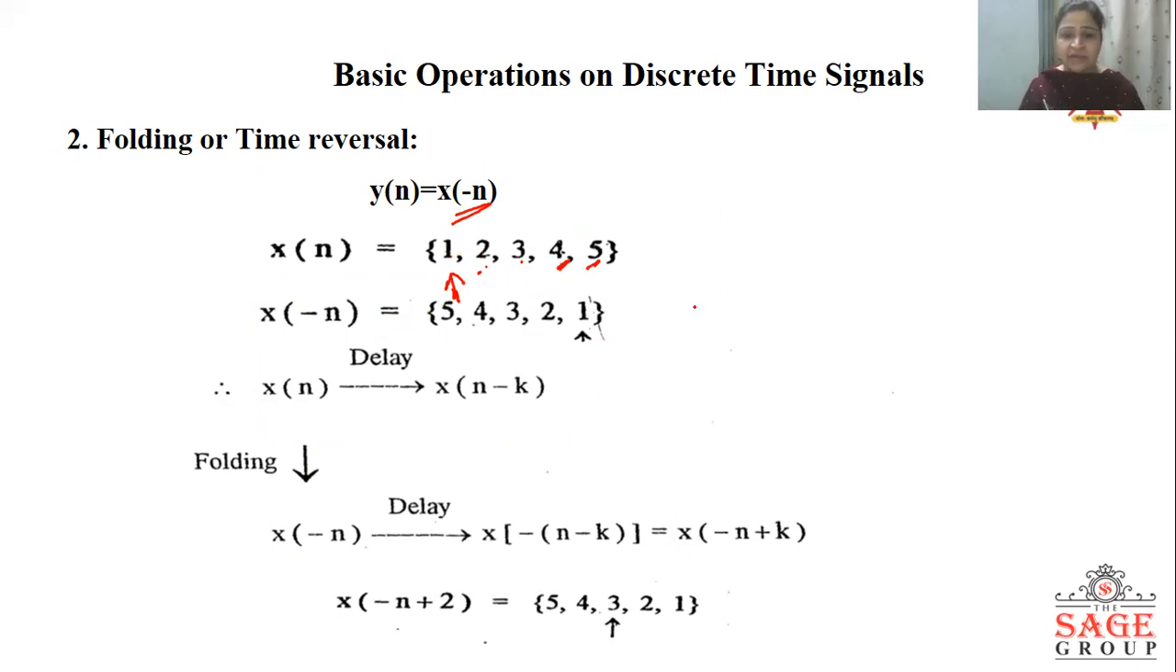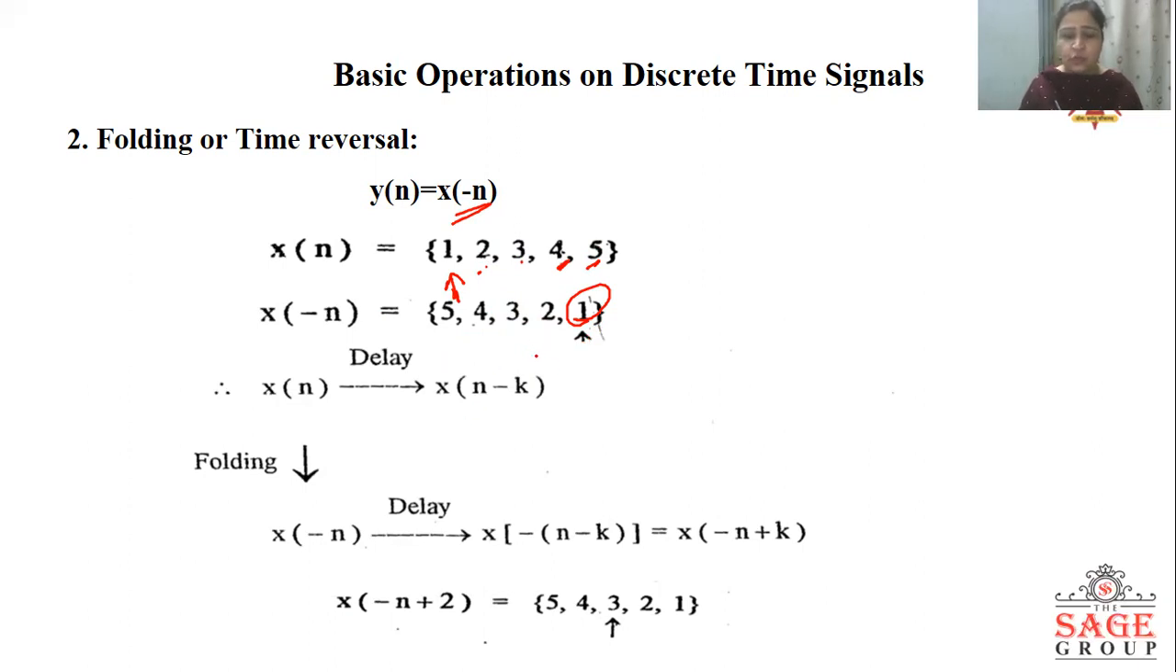Now, the folded version means that I'll get a mirror image of the signal. That means whatever samples are located on the right-hand side of the y-axis will now be shown on the left-hand side, and whatever samples are on the left-hand side of the y-axis will be shown on the right-hand side. That means all these samples which are located at n is equal to 1, 2, 3, and 4 will now be located at -1, -2, -3, and -4. And the sample which was at n is equal to 0 will remain at n is equal to 0. Now this is called the folded or time reversal signal.